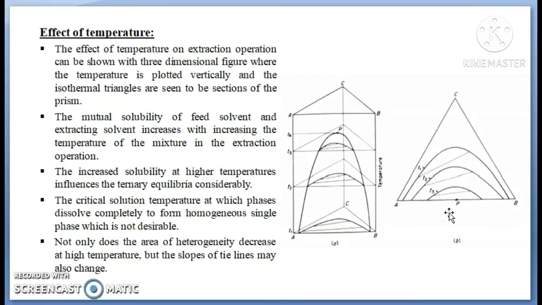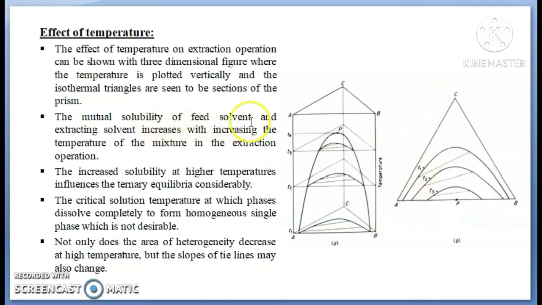Now, understanding the effect of temperature on the liquid-liquid extraction operation is also important. The effect of temperature on extraction operation can be shown with a three-dimensional figure where the temperature is plotted vertically and the isothermal triangles are seen to be sections of the prism as shown in the figure. This is the prism, and the isothermal section of the prism is indicated for this equilateral triangular diagram, shown as a two-dimensional diagram.